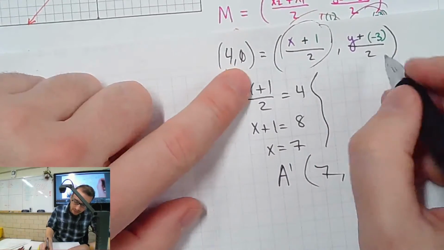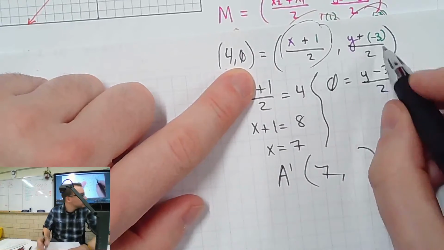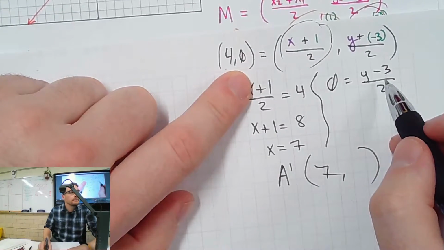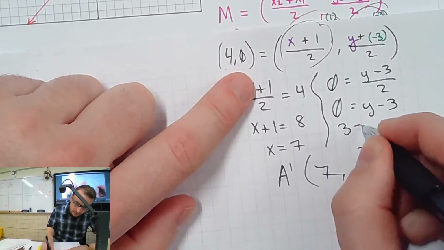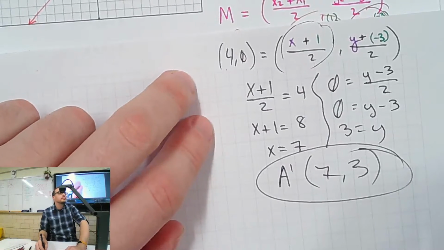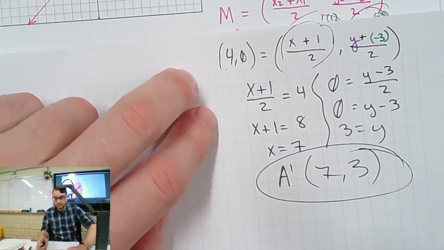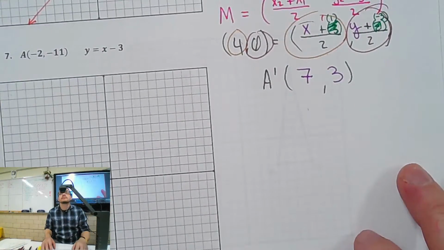Over here, I know that this equals 0. Y plus a negative 3 is just y minus 3, yeah? Times by 2, I still have 0. Add 3. Plot the point.